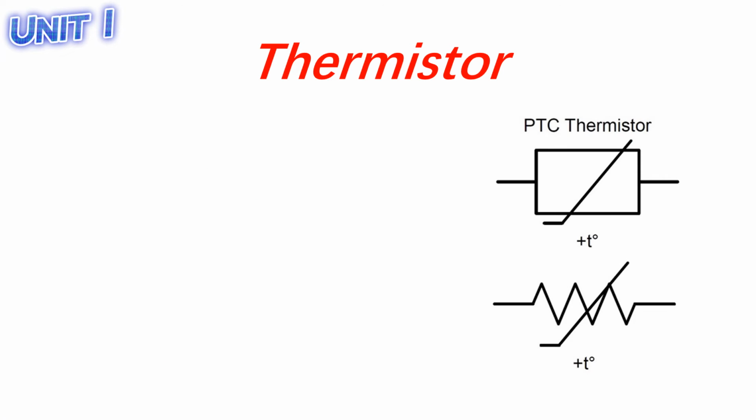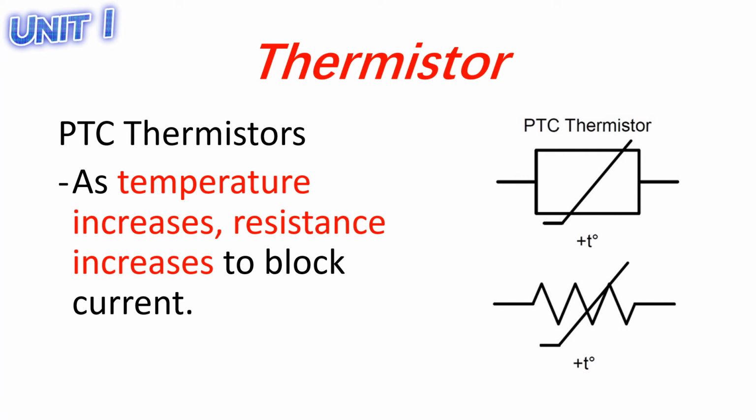The second type of thermistor is your PTC. The rule is that as temperature increases, resistance increases. That is to block your current. So this is to prevent the overflowing of current in your circuit.